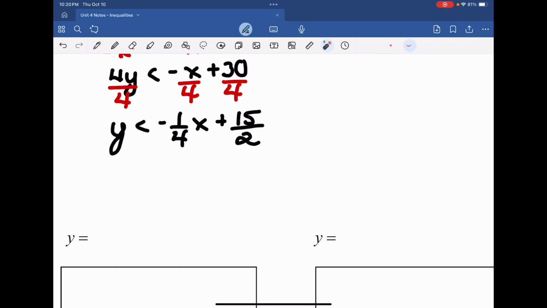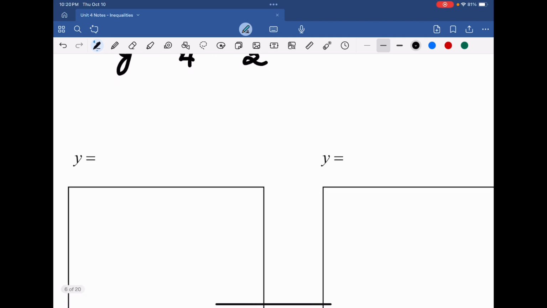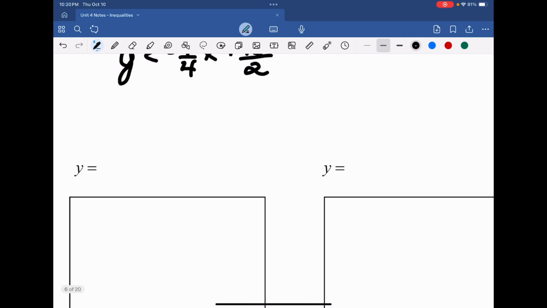Now, as you notice, the inequality did not flip, and that's because we did not divide by a negative or multiply by a negative, so just be watching for that. Now, when we type this into our graphing calculators, we're going to type in y1 is equal to negative 1/4 x plus the 15 divided by 2.